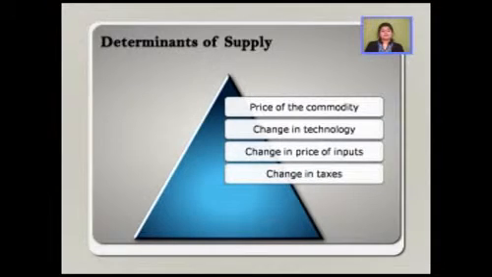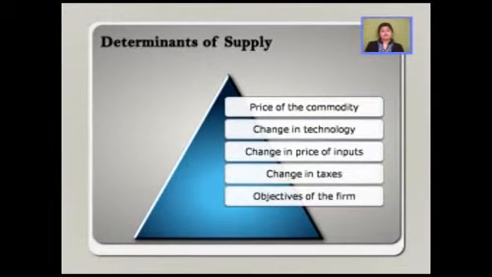Now next point is objectives of the firm. Firm's main objective in modern times is not just profit making. Firm may rest on the objective of sales maximization. So if firm feels that its objective is not profit but sales maximization, then it will increase the supply.